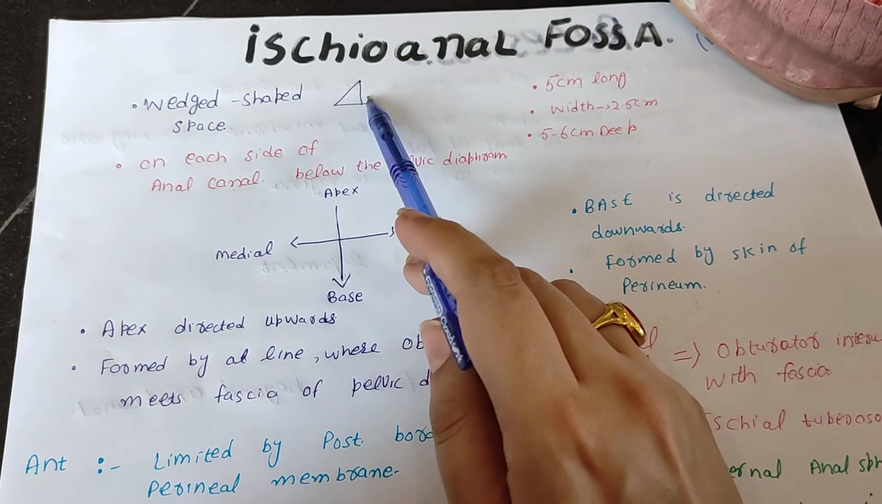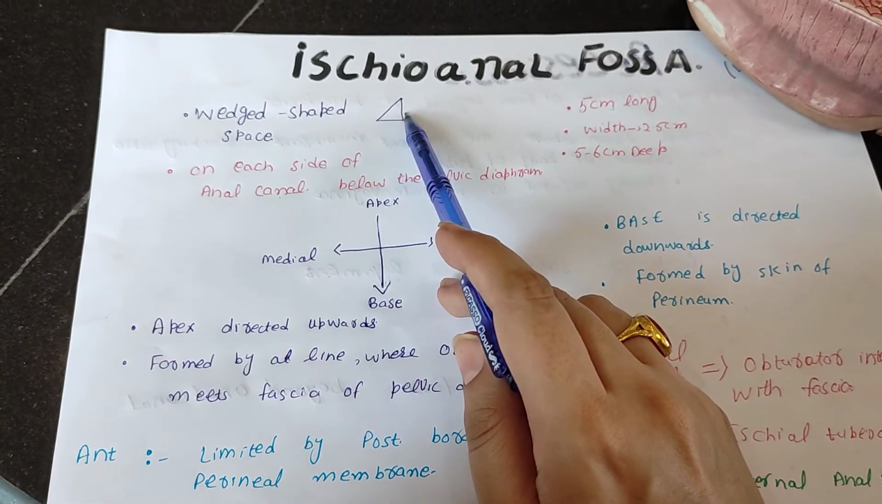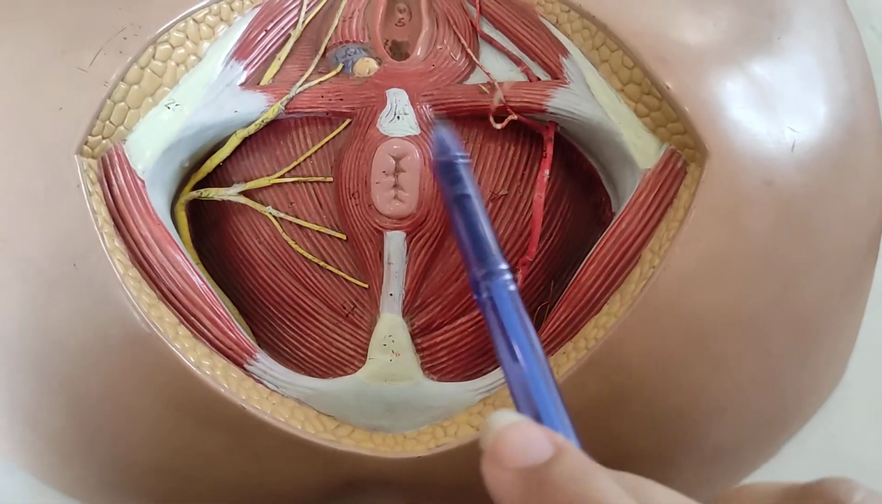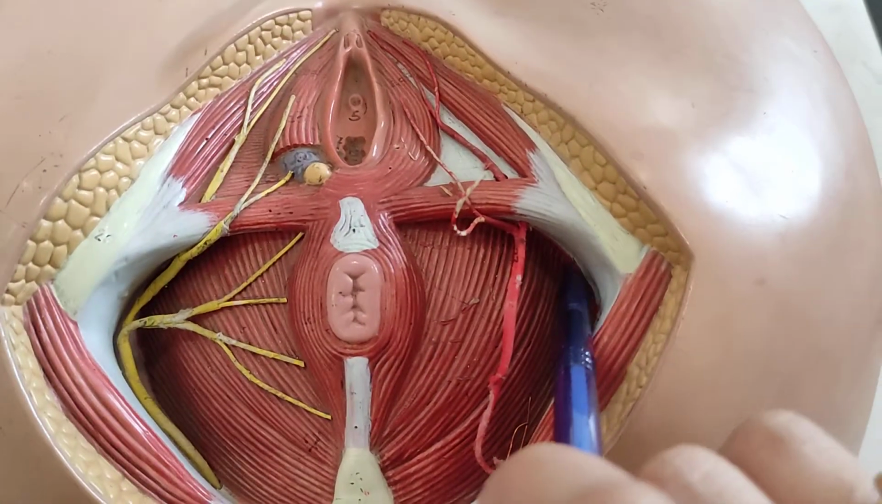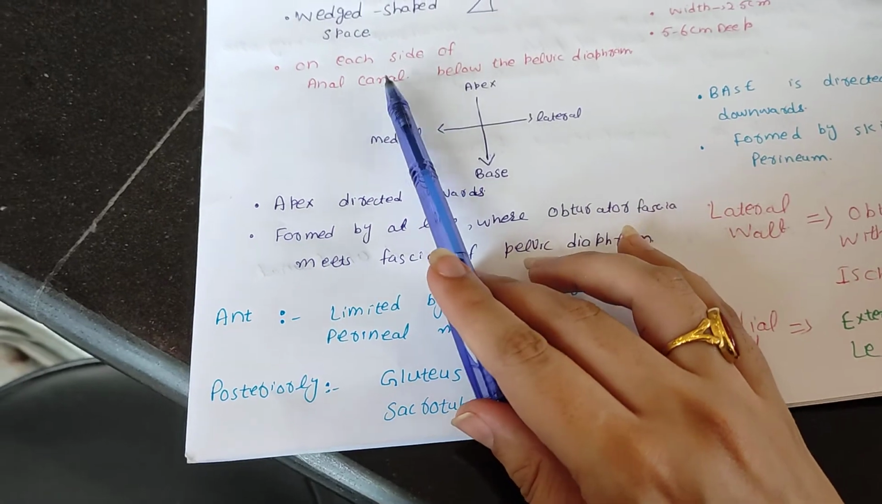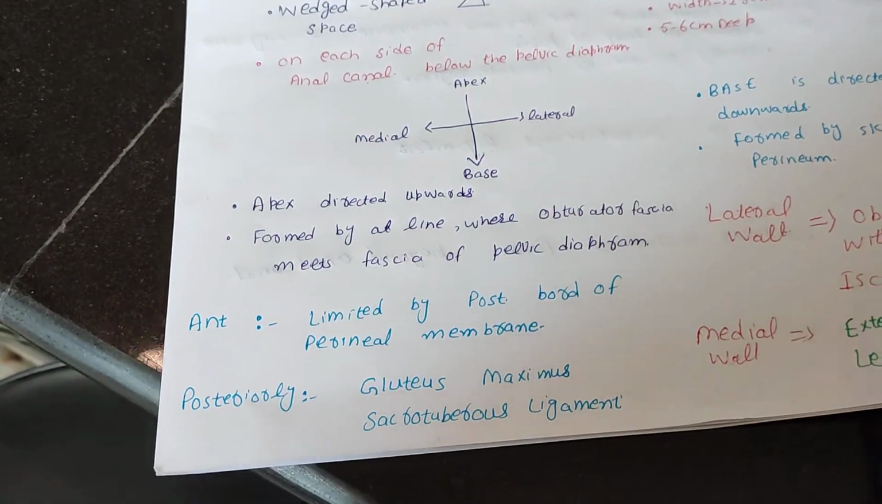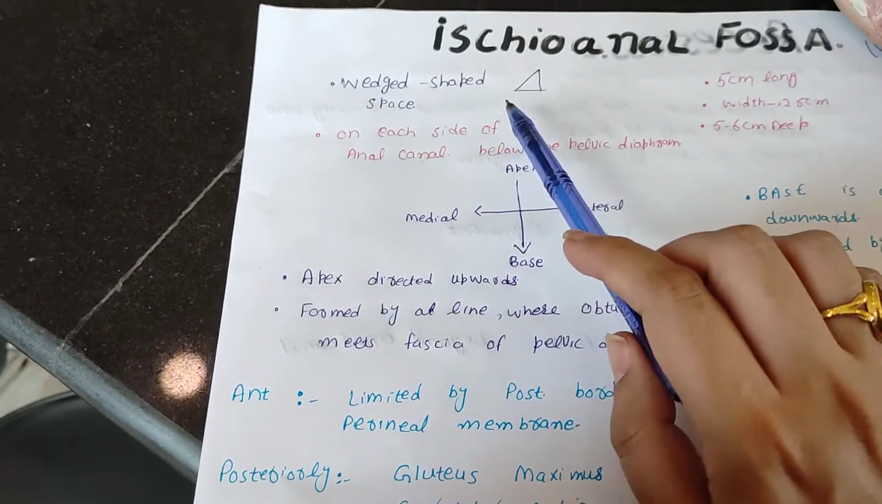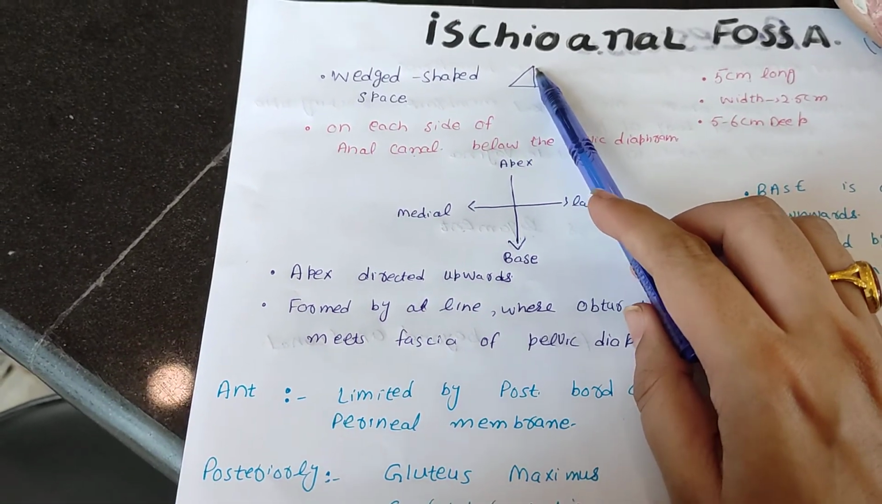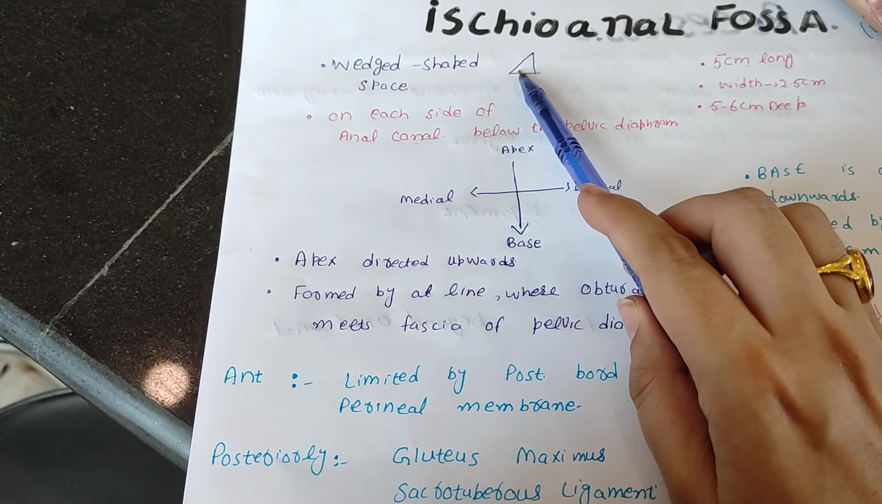First of all, this is the shape of the ischial fossa. This is a wedge-shaped space present on each side of the anal region in the perineum. So these spaces are known as the ischial fossas. An ischial fossa is present on each side of the anal canal below the pelvic diaphragm. Then there is an apex of the ischial fossa. This is the apex. Then we have the base of the ischial fossa.